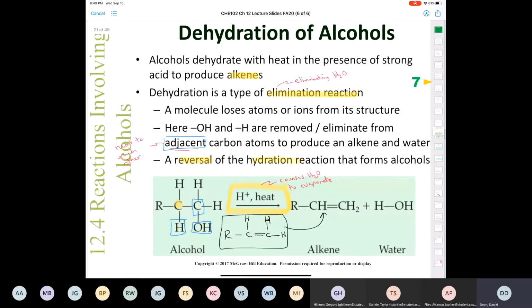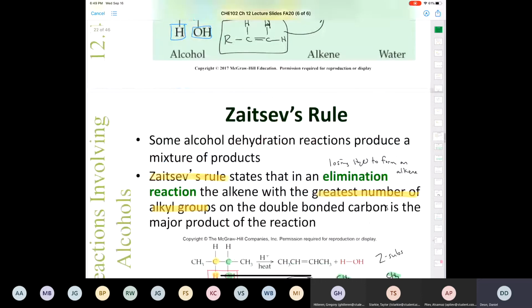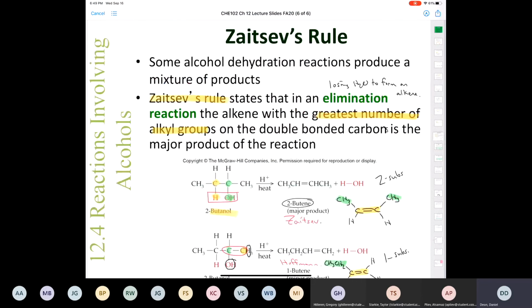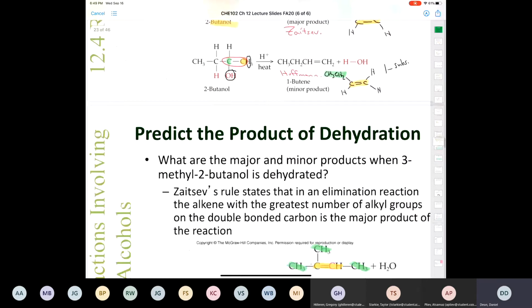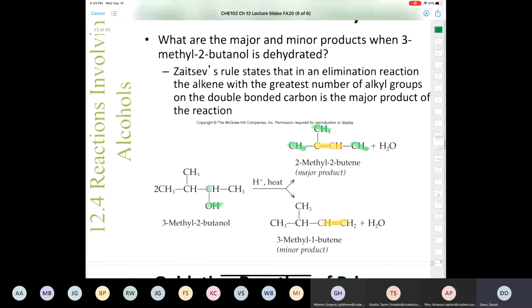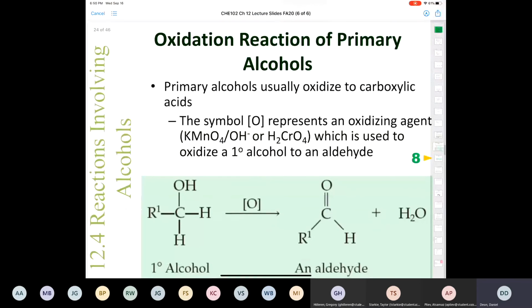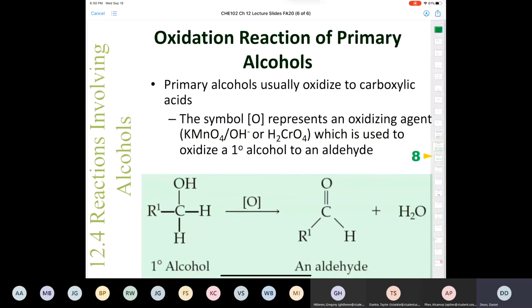We looked at a dehydration reaction, and I explained to you what dehydration was and how you need heat to do that. And I explained to you what Zaitsev's rule is. And we looked at Zaitsev's product. Okay, so you should be able to identify the major and minor products when you do an elimination reaction, okay, a dehydration reaction.